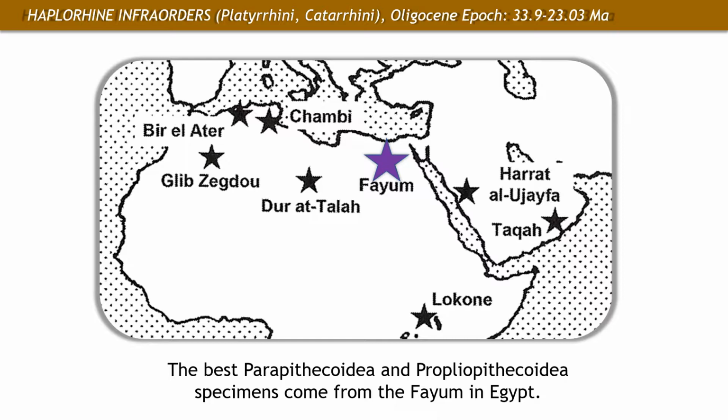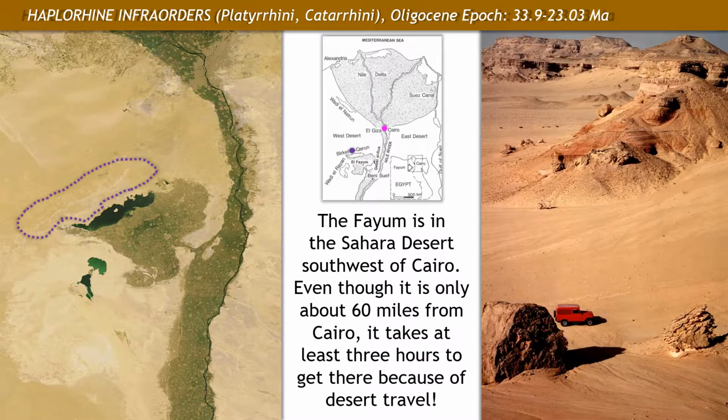The best Parapithecoidea and Propliopithecoidea specimens come from the Fayoum in Egypt. The Fayoum is in the Sahara Desert, southwest of Cairo. Even though it is only about 60 miles from Cairo, it takes at least 3 hours to get there because of desert travel. So if you look at Egypt right here and you look at Cairo, it's right here. It would be way up here toward the top of this basin.